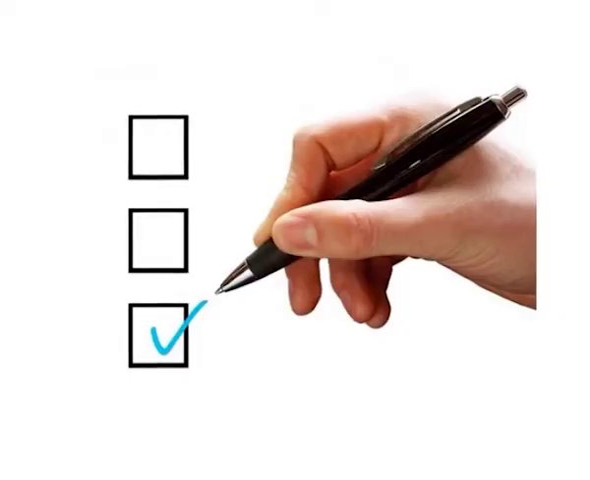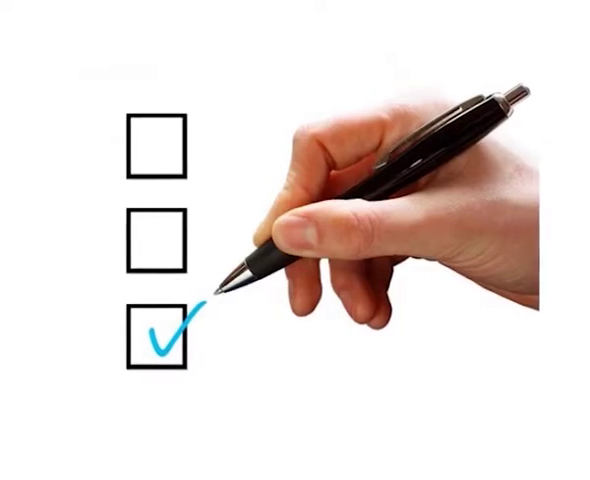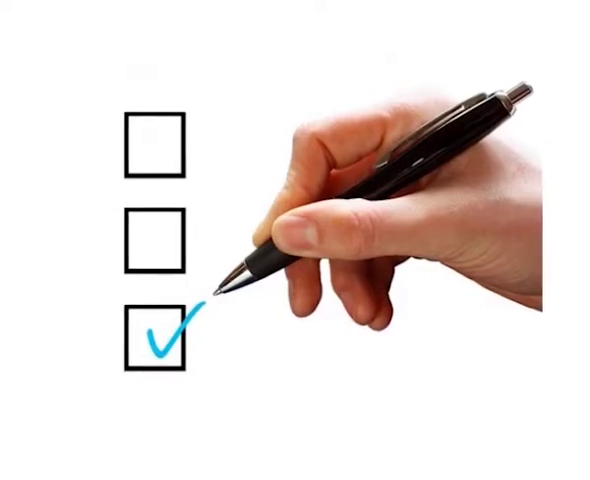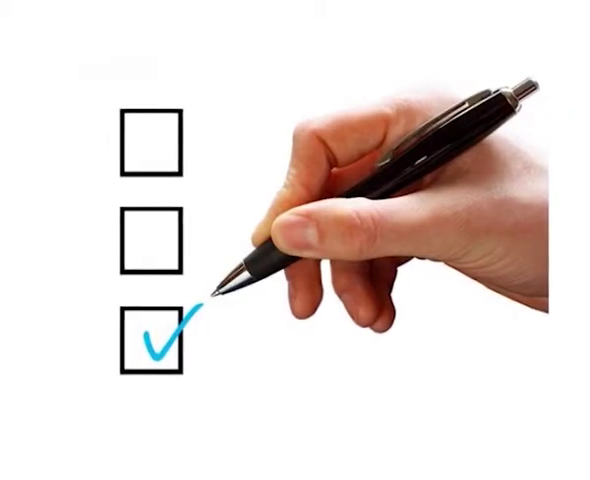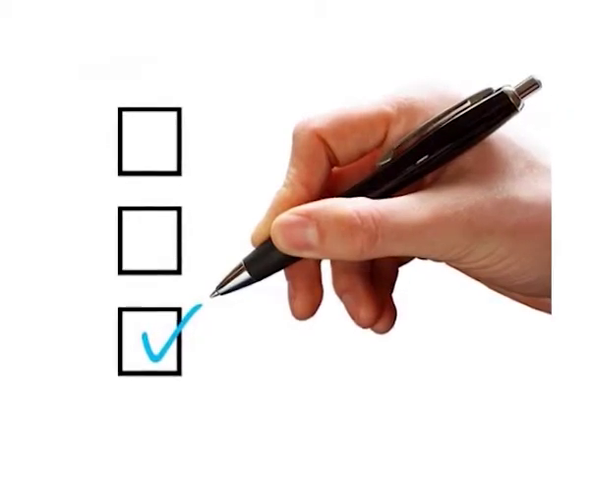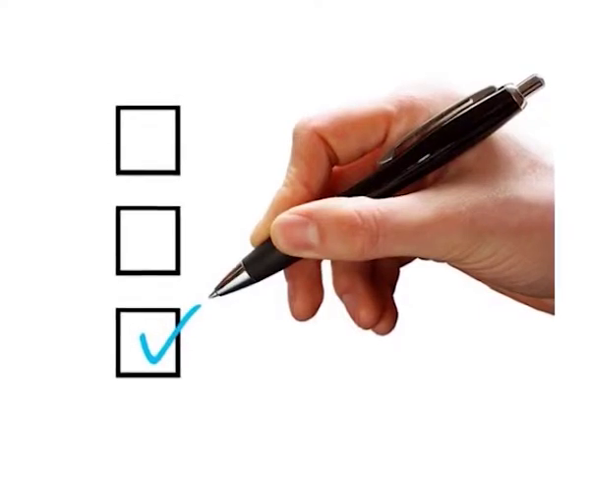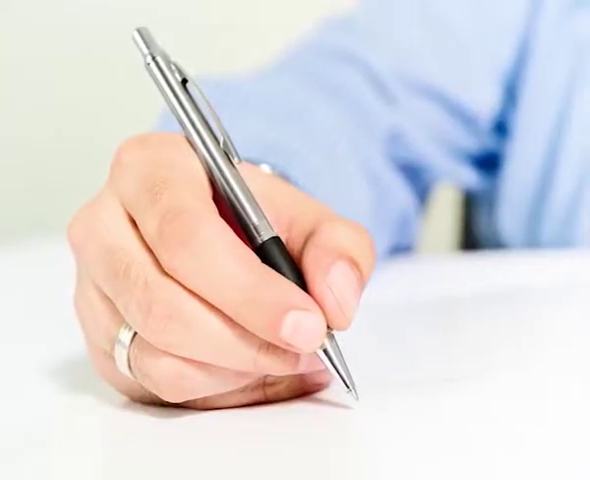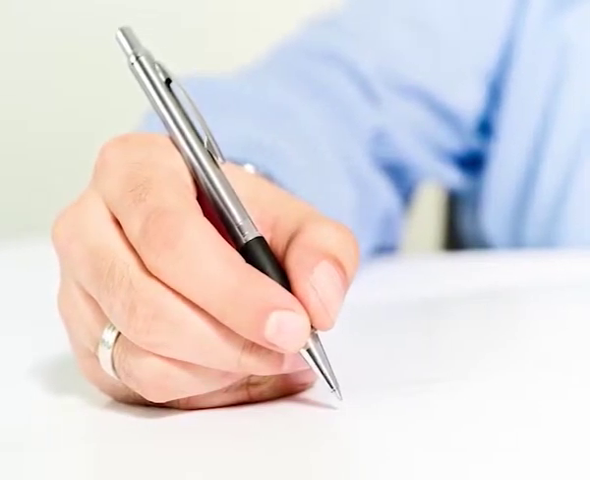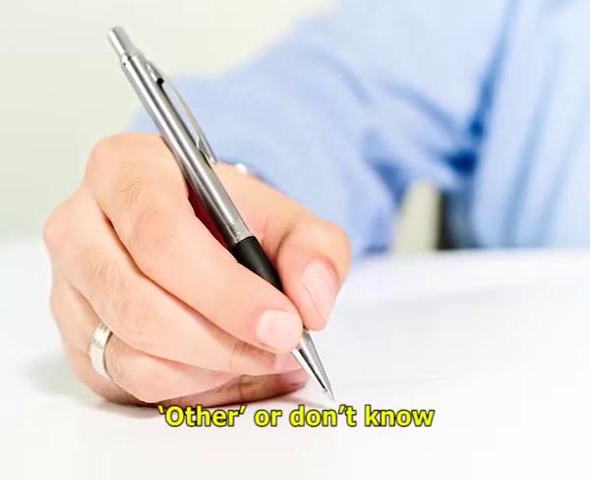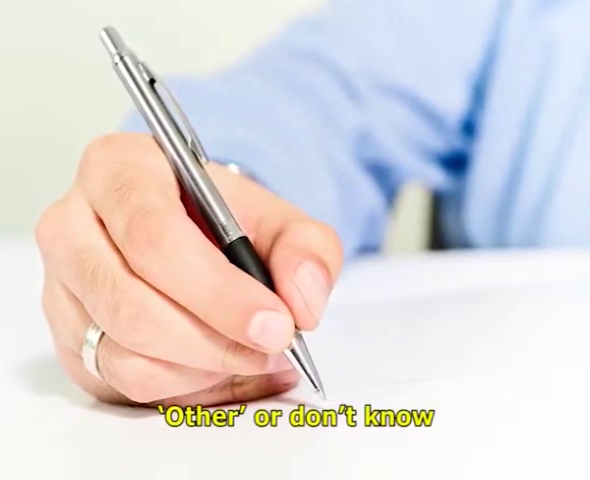With a tick box, since it has limited answers and they are specified in the questionnaire, all the respondent has to do is pick an option from it, which is relatively easier than writing the whole answer. But if you use this method, make sure that you have included all the potential answers. Sometimes options like other or don't know can be included.